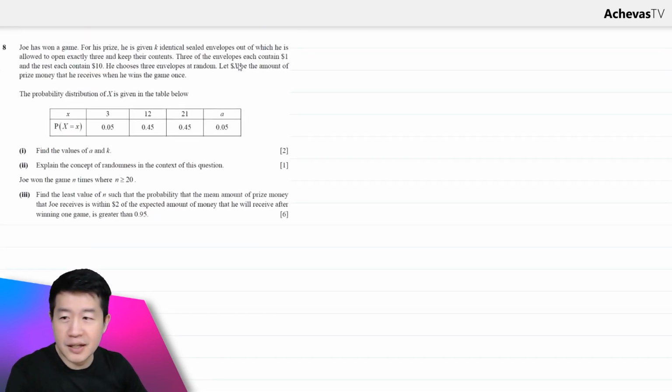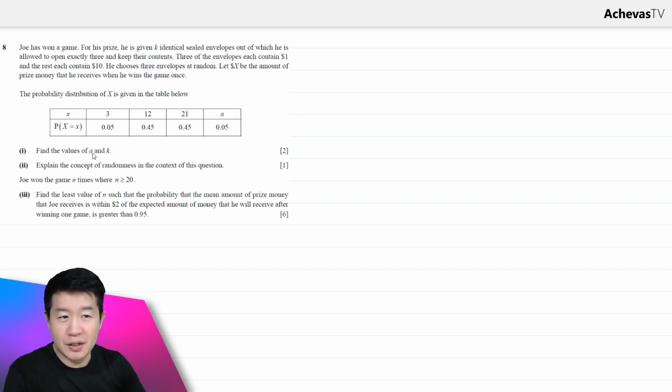Question number 8, a discrete random variable question. So there are k envelopes, and for these k envelopes, Joe is going to be opening up just 3 of them. And for this k number of envelopes, 3 of the envelopes contain $1, and the rest of them contain $10. So X represents the amount of money that Joe is going to be getting after he has chosen the 3 envelopes to open. Okay, so this is the amount of money that Joe can possibly obtain. I want to find the values of A and K.